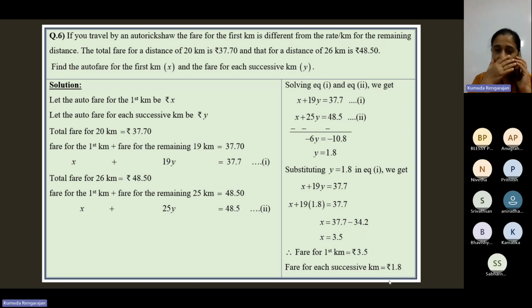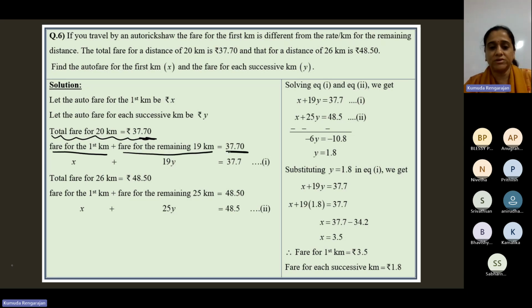Okay, so you see here, I've explained it. The total fare for 20 kilometers is 37.7. So what's the breakup? Fare for the first kilometer plus the fare for the remaining 19 kilometers is 37.7. So first kilometer is X, remaining 19 kilometers is 19Y, equal to 37.7.